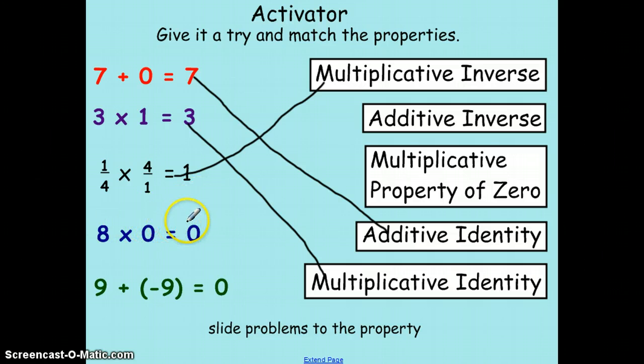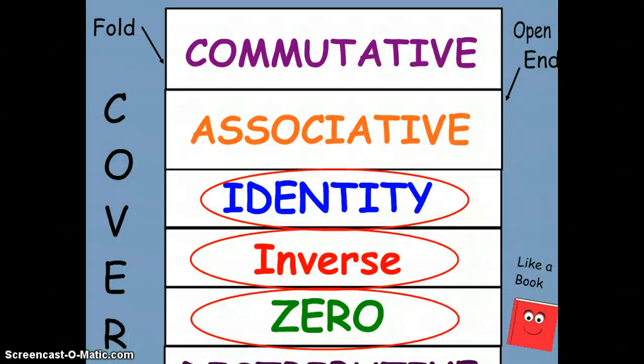8 times 0 equals 0. So since that is giving me 0 in its multiplication, I'm pretty certain it's this one. And finally, 9 plus a negative 9, well, I know they're opposites and they're giving me 0. So I think that would be the additive inverse. It's the reverse. Okay, so now on to your foldable.